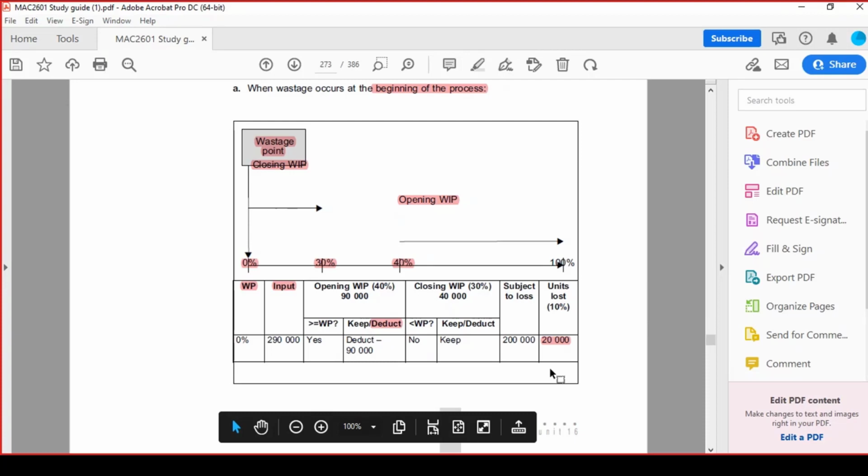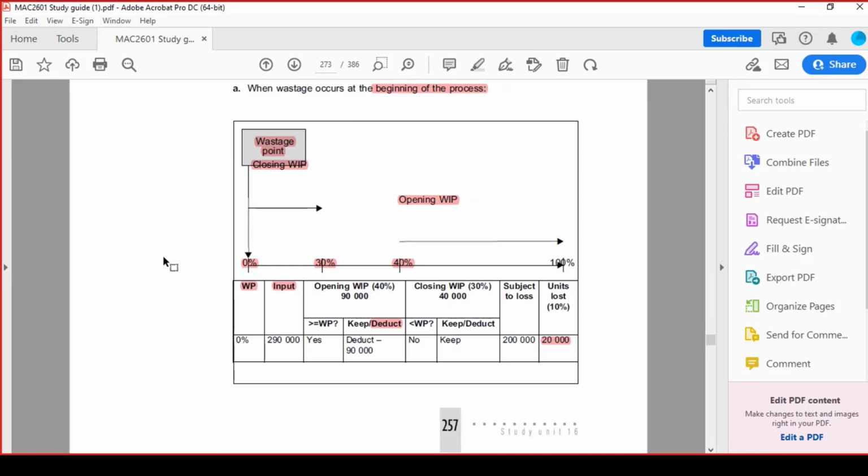Any questions from what I just said? Do you guys follow how you should think or attempt the question? Any questions from this table? Firstly, lay it out, do your diagram to say 0%, 100%. Then you start saying, okay, what is the completion percentage for my opening WIP? What is my completion percentage for my closing? And where is my wastage point?